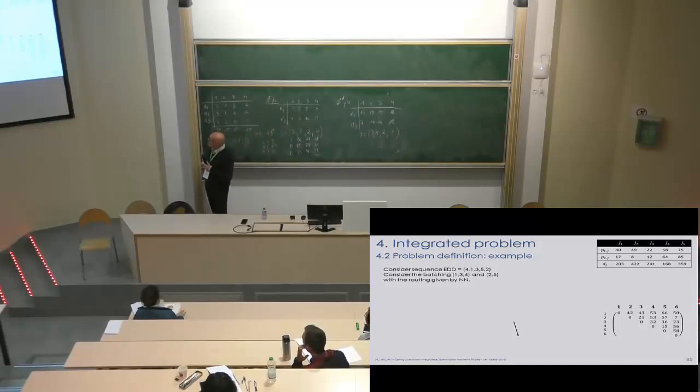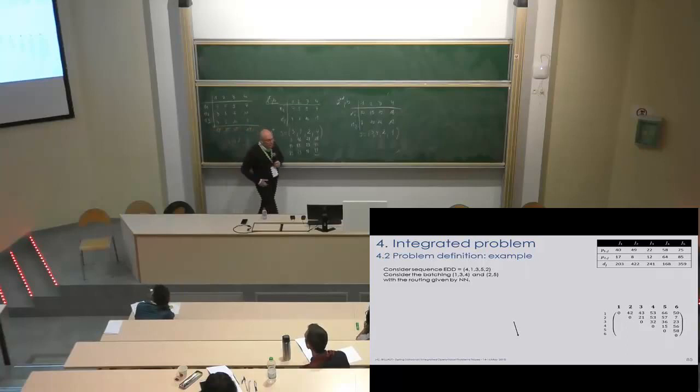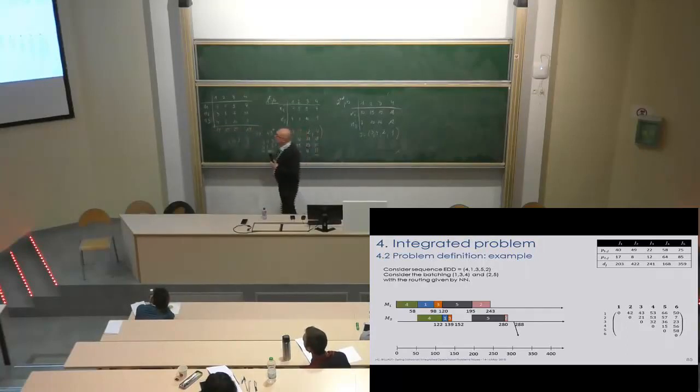And then, as you will see, it's also intuitive to consider, maybe I can show it, yes. That's the schedule for the EDD sequence for 1, 3, 5, 2. Then we consider two batches, 4, 1, 3 and 5, 2. And for the routing, we consider that the routing is given by nearest neighbor. Why not? It's easy.